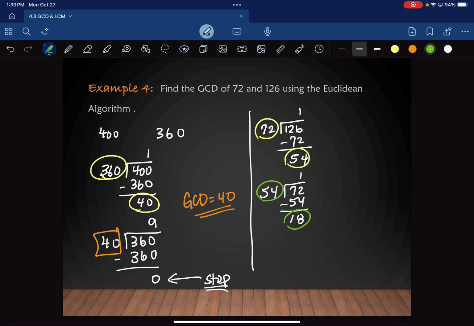Again, these are the two numbers that matter, the remainder and the divisor. The bigger number, 54, goes underneath, and the smaller, 18, goes on the outside. How many 18s are there in 54? It's 3. What's 3 times 18? It's 54. That 0 remainder tells me to stop. What's my answer? 18. The answer is always the last thing we divided by. So my GCD is 18.